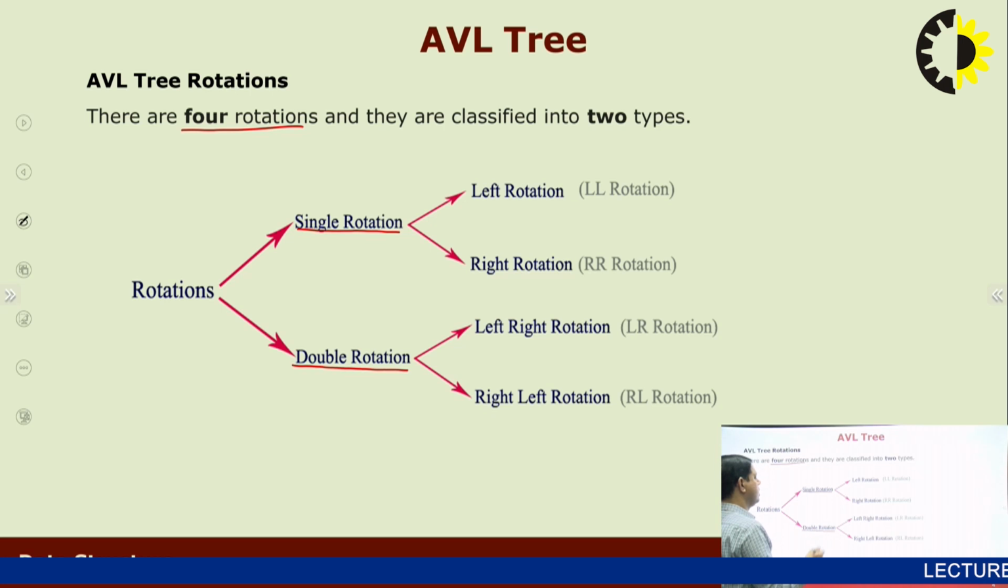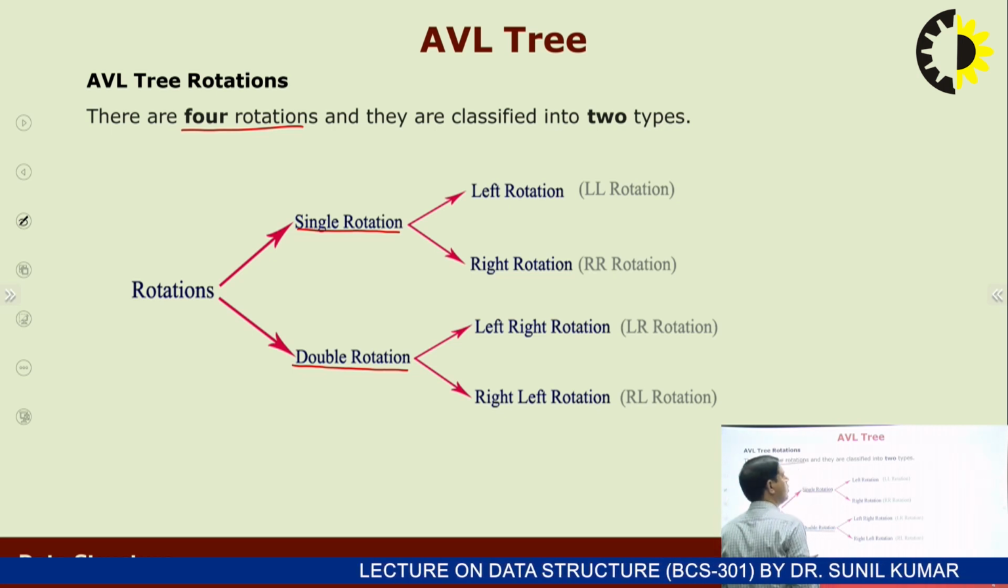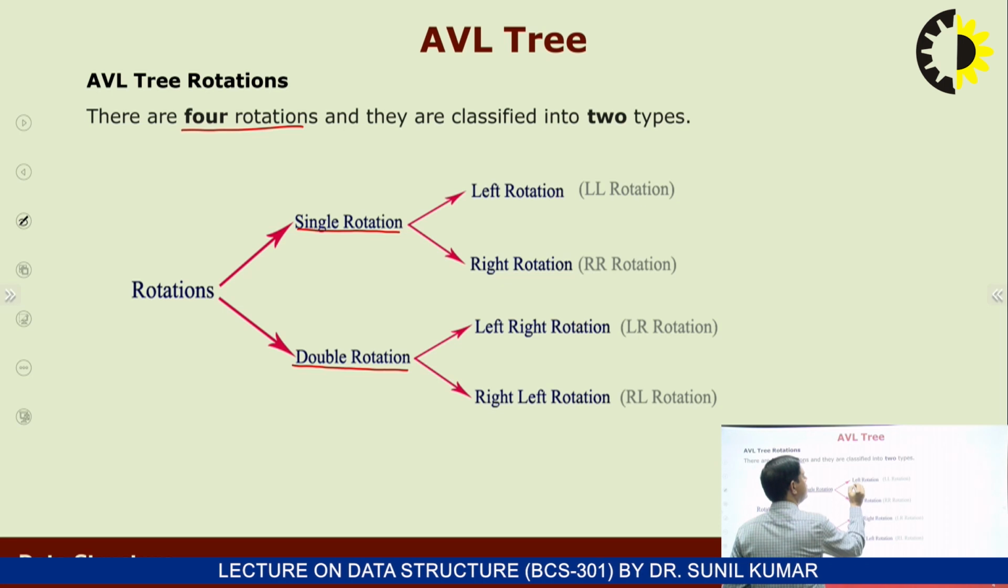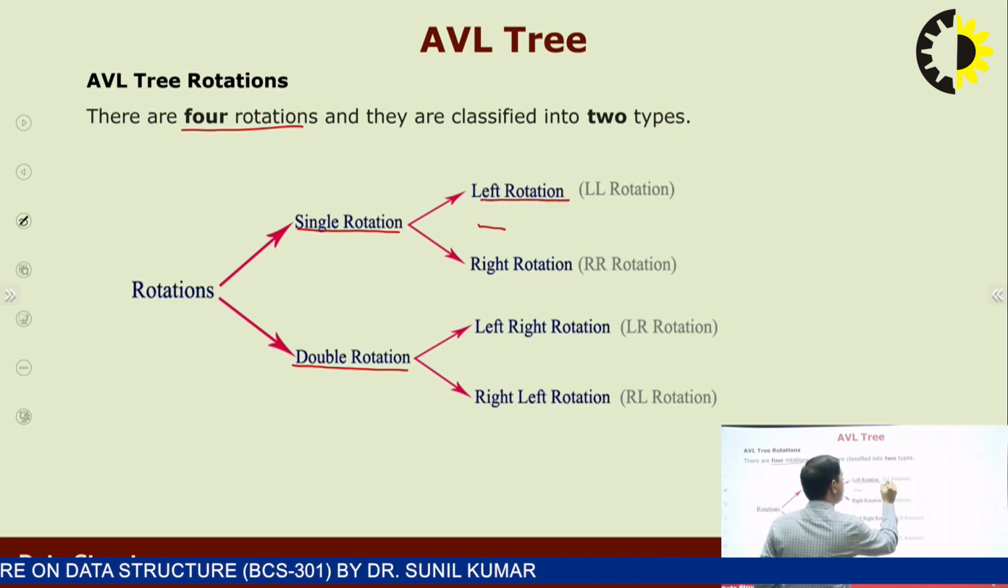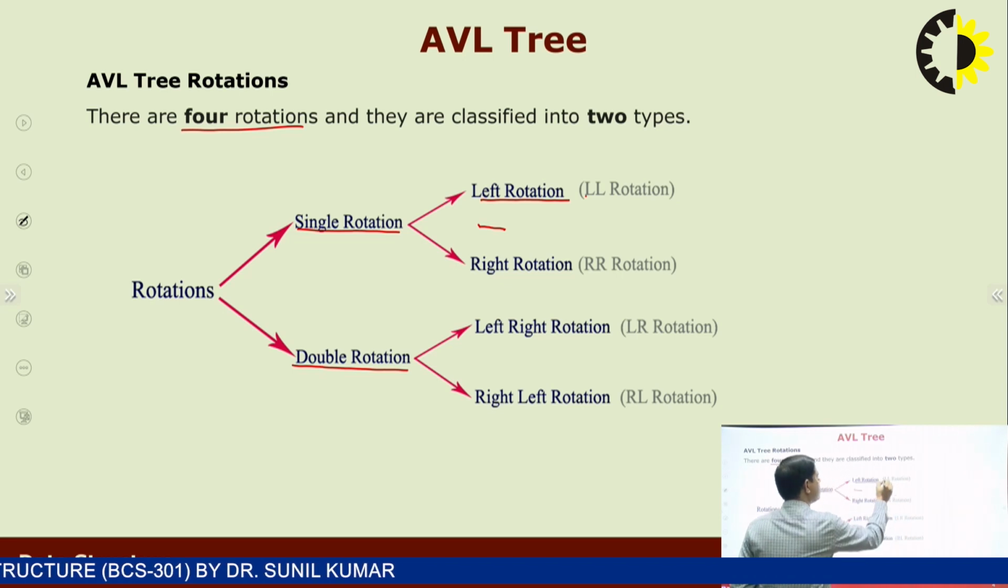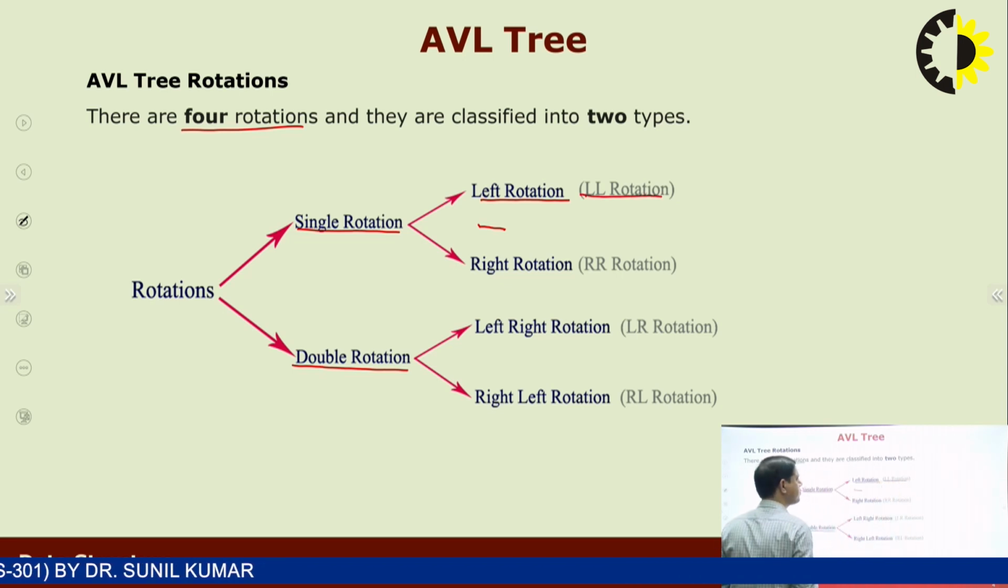We are rotating the particular node double time. That is double rotation. In single rotation, we will rotate only single time. That can be left rotation. That is called LL rotation. We will discuss all these with the help of example.